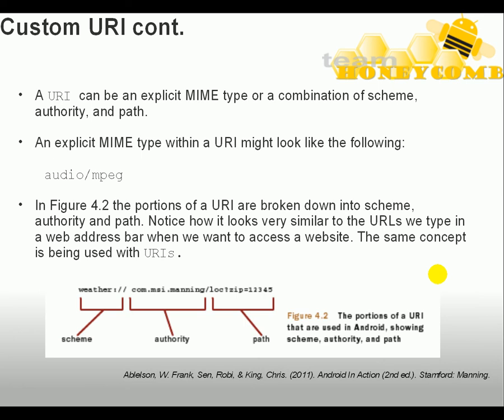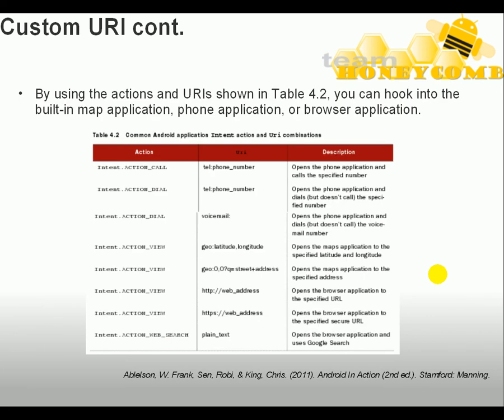A URI actually works in a similar way to URLs, which you use in the web address bar when you want to access a website. By using the actions and URIs shown in Table 4.2, which is shown below here, you can hook into a built-in map application, phone application, or browser application. And here's Table 4.2. Here are some of the common Android application intent, action, and URI combinations. The one we've been using is the intent action view. That's the one that we used in the previous example.